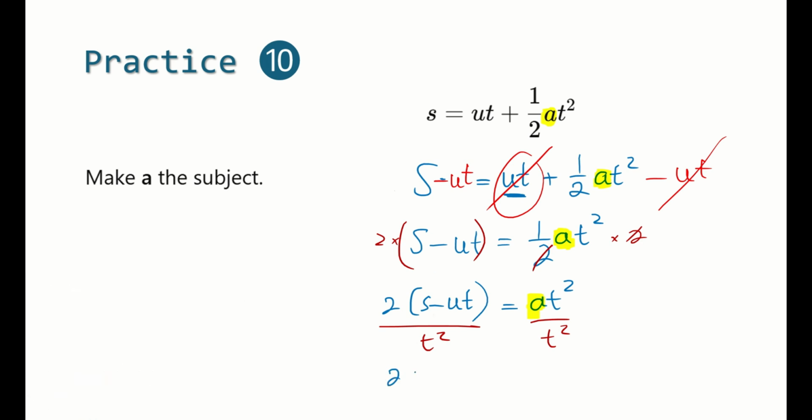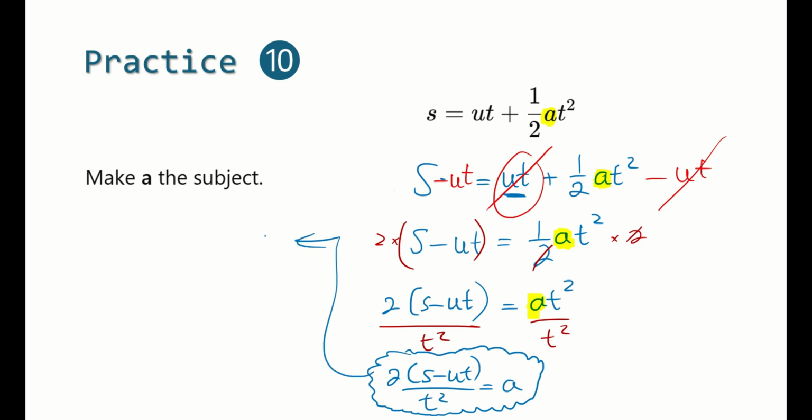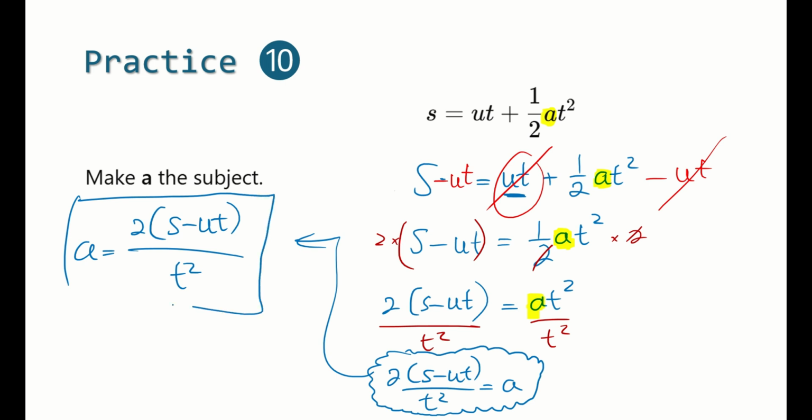So we have 2 in the bracket s minus ut over t square equals a. So this is our final answer. A is the subject, and if you want to put a on the left side, that is okay. A equals 2 s minus ut over t square. So this is our final answer. A is the subject right now. Do we need to fix this? It's okay, just keep it like that.